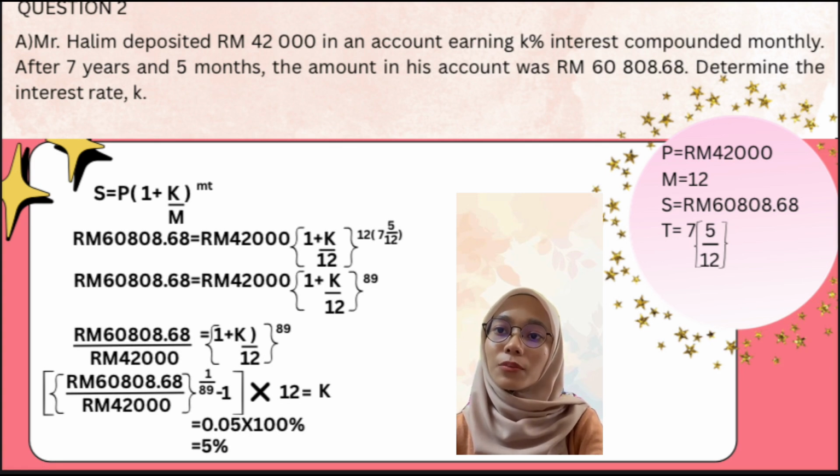Mr. Halim deposited 42,000 ringgit in an account earning K% interest compounded monthly. After 7 years and 5 months, the amount in his account was 60,808 ringgit 68 cents. Determine the interest rate K.